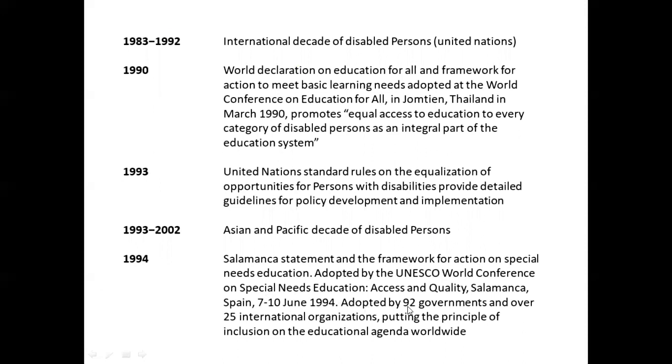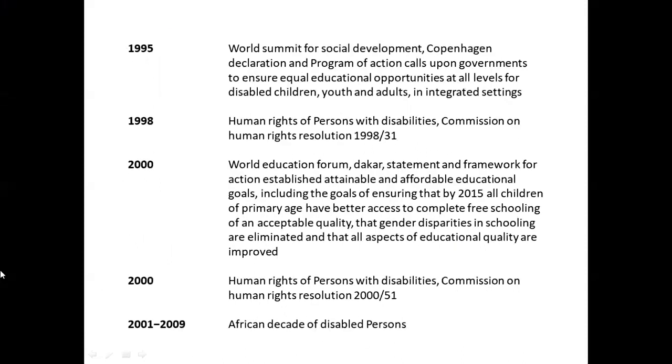This was adopted by 92 governments and over 25 international organizations, putting the principles of inclusion on the educational agenda worldwide. In 1995, World Summit for Social Development, Copenhagen Declaration and Program of Action calls upon governments to ensure equal education opportunities at all levels for disabled children, youth and adults in integrated settings. In 1998, Human Rights of Persons with Disabilities, Commission on Human Rights Resolution.